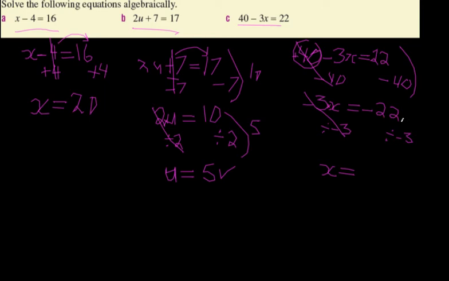Well, we know that 3 can divide itself into 21, but not 22. So we can write this as a fraction, although it becomes a positive fraction because it's 2 negatives divided by each other. So we're left with 22 divided by 3. And that would be your final answer, I would say.